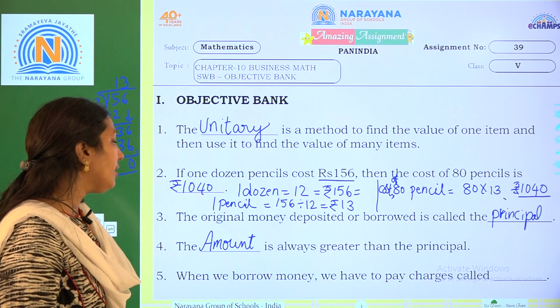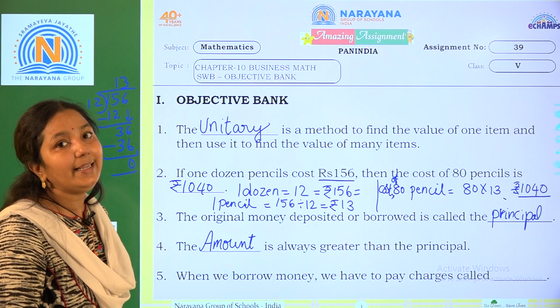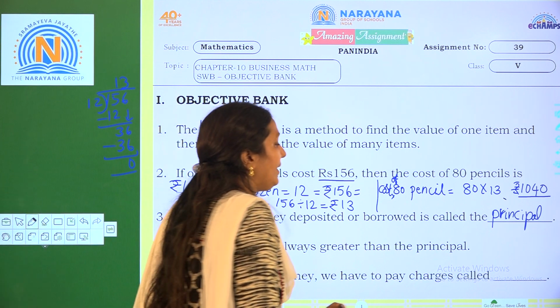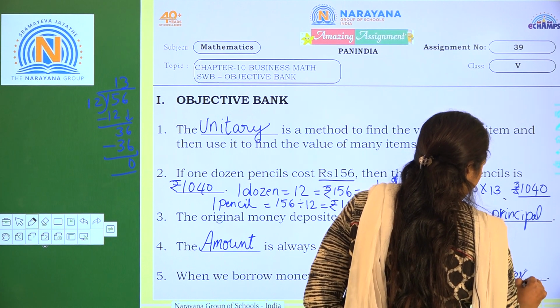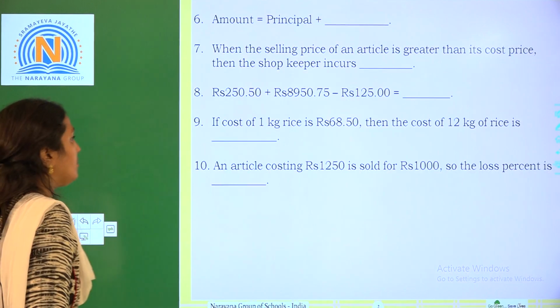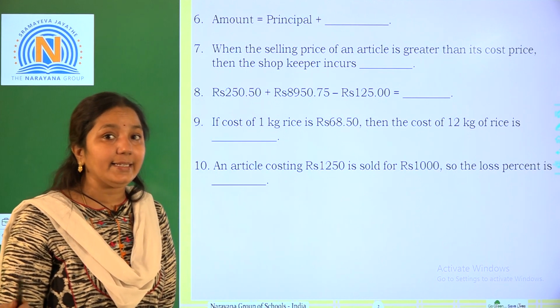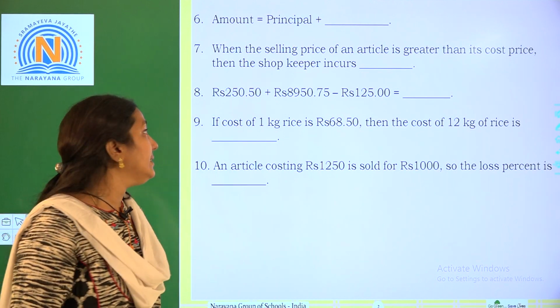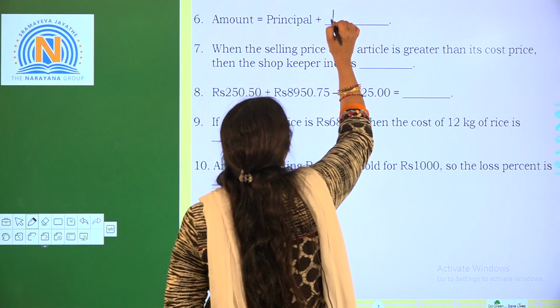Next, when we borrow money, we have to pay charges called, what did you call? Interest. The extra amount is interest. We are paying an extra amount when we borrow. Extra amount is interest. Next one, amount equals principal plus interest.